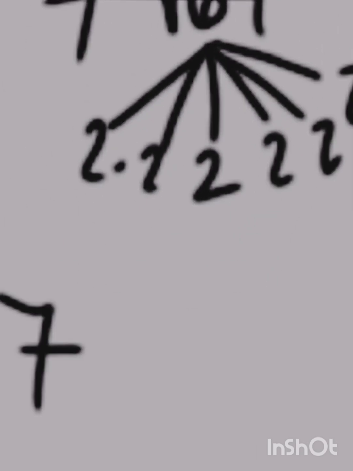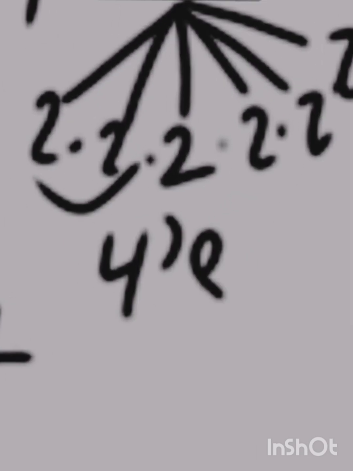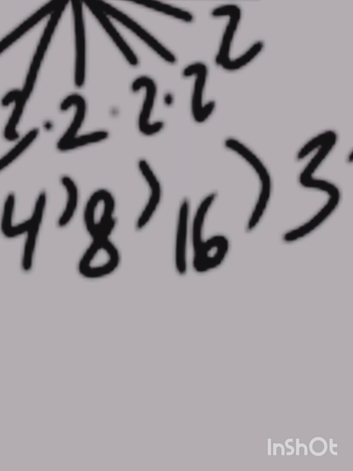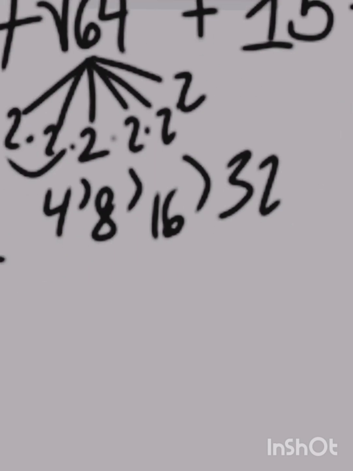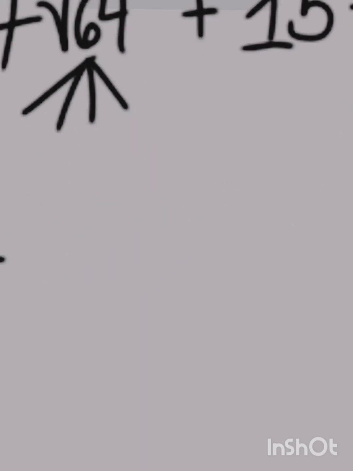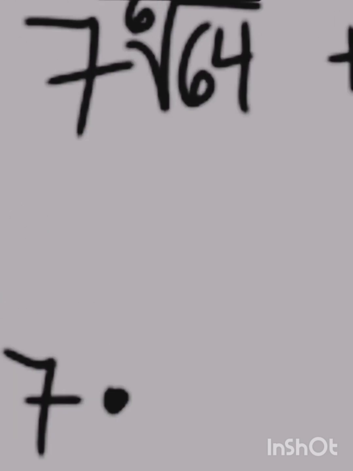So let's see. 2 times 2 is 4. 4 times 2 is 8. 8 times 2 is 16. 16 times 2 is 32. And 32 times 2 is 64. Yeah, we found the sixth root of 64, which is 2 again. Let's put the multiplication dot here, and then we put the 2 outside the radical sign since we already found the sixth root of 64.